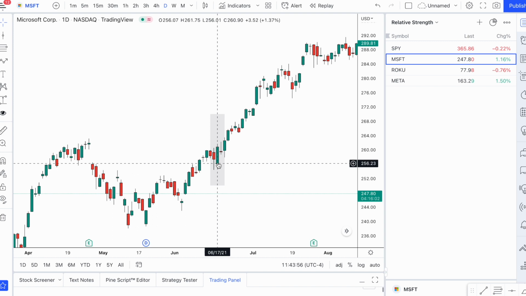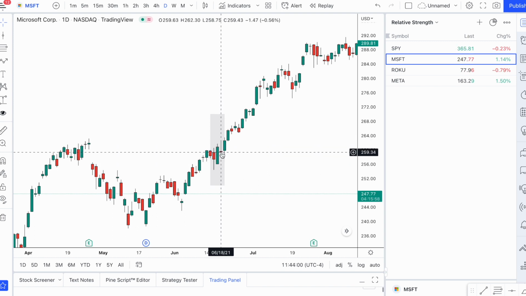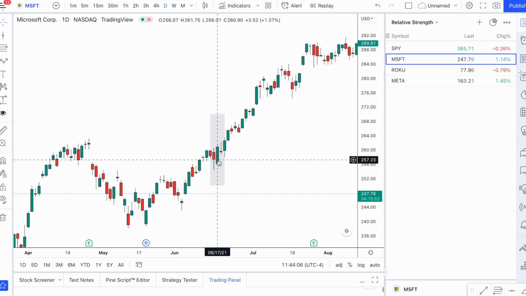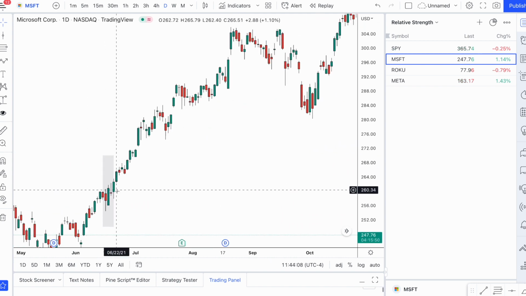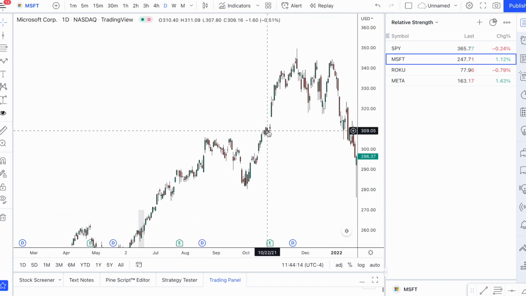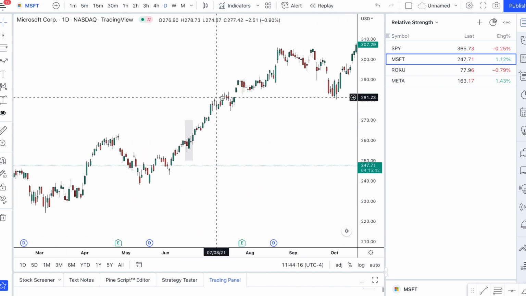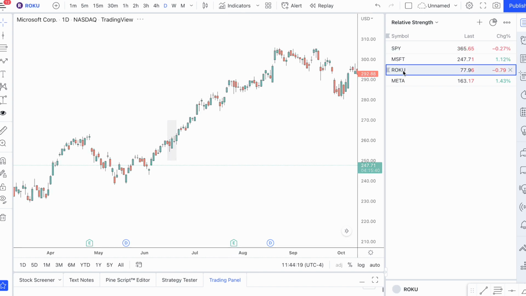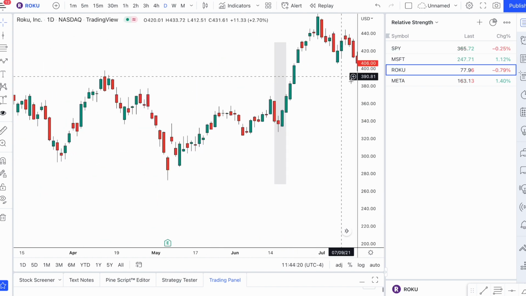Then Microsoft, we didn't really move much. We gapped down slightly, but we stayed overall the same, okay? That's very, very important, okay? That shows that Microsoft is very, very strong. And ever since that move, it's gone straight up. It has never even looked back, okay? And you can see it even went way higher after that, okay? So that's just one example. Let's take a look at Roku. Same dates, right?